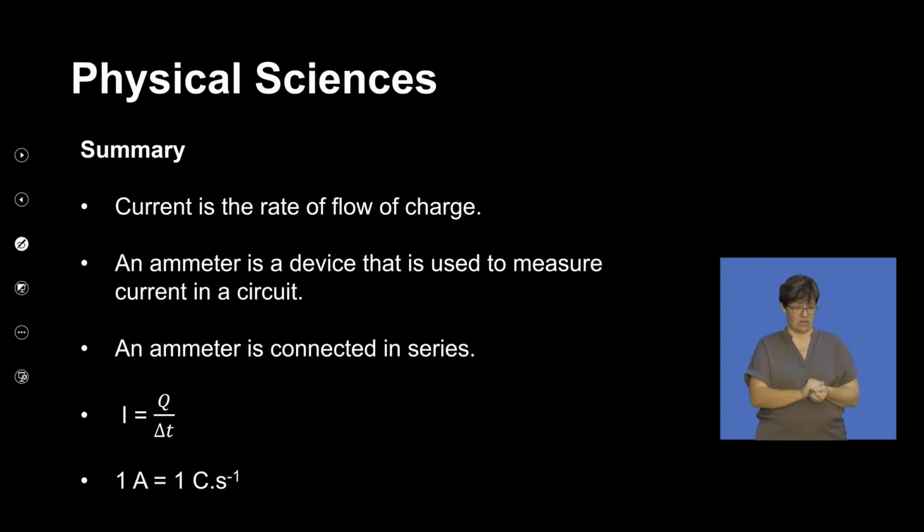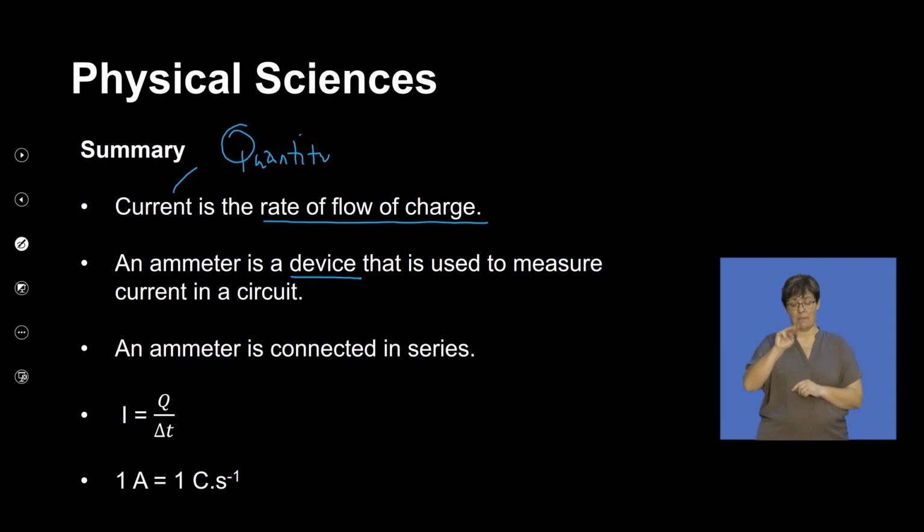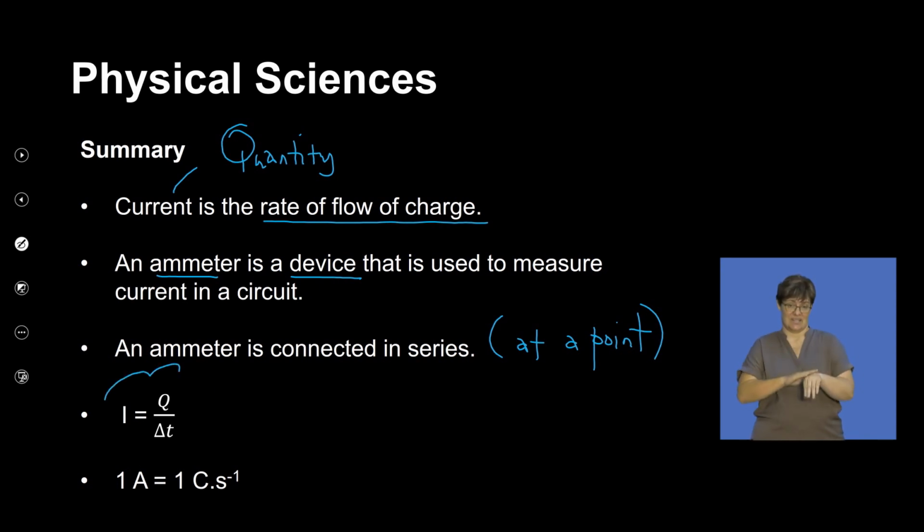Right. And then in summary, we understand that current is the rate of flow of charge. This is an all or nothing type of definition. And then an ammeter is a device, that's an instrument. Current is a quantity, all right? Let's make sure that we understand that. And then an ammeter is a device that is used to measure this quantity that we call current. Okay, it is always connected in series or at a point. The thinking about that was that we want to establish the amount of charge that passes through a point per unit time.